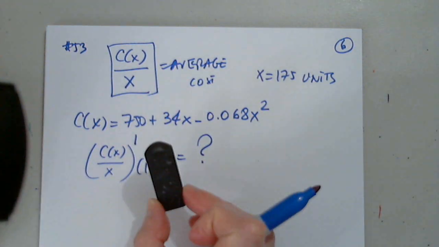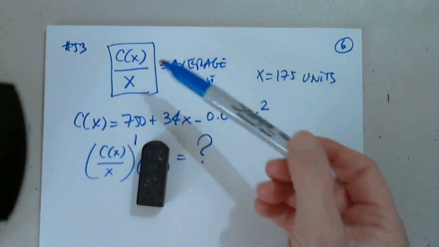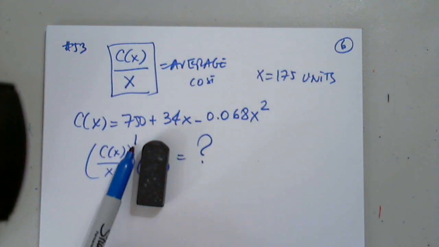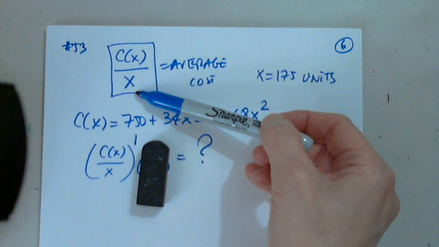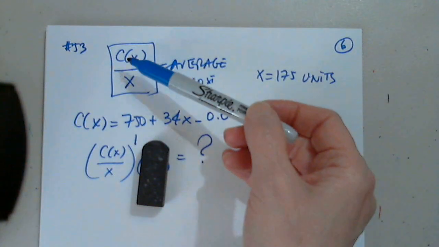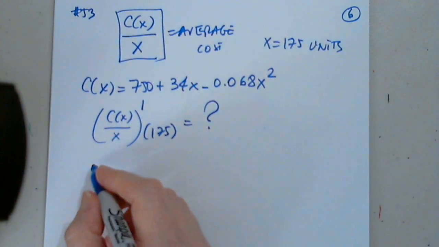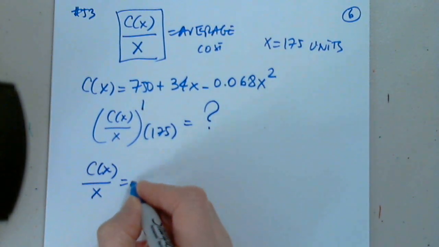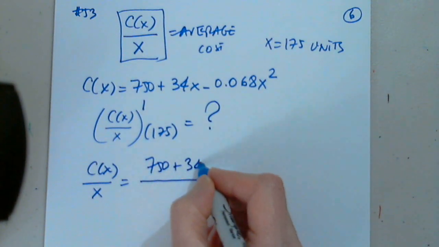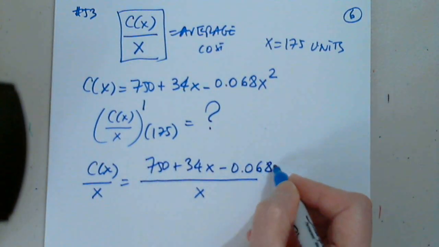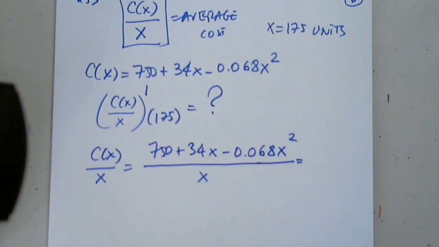So I can't plug in because, first of all, I don't have this function, and then I don't have its derivative. So in step number 1, I have to find the function. I'm only given the cost. I'm not given this function. So C of X divided by X, 750 plus 34X minus 0.068X squared. Good. Can anyone tell us what to do next?